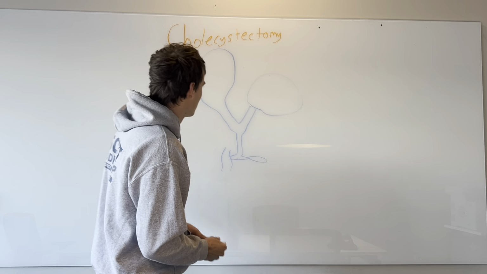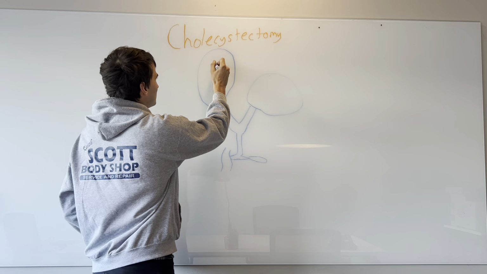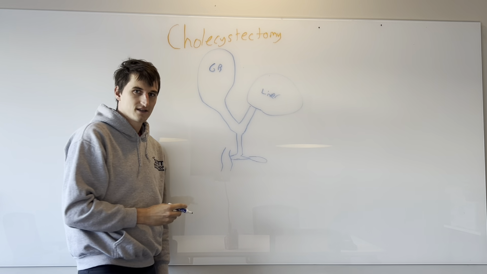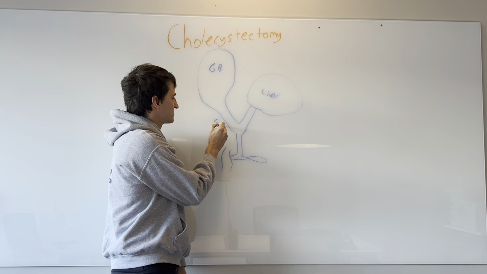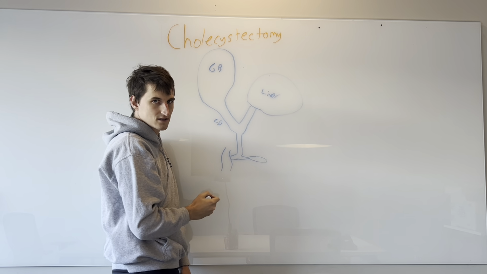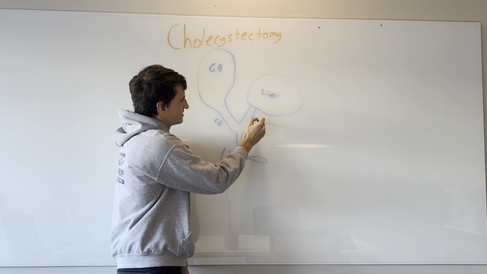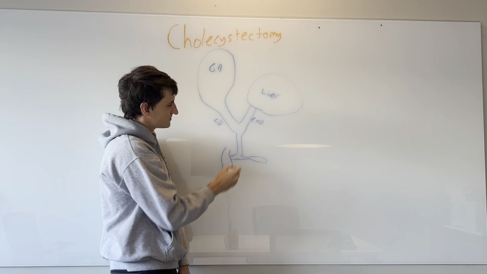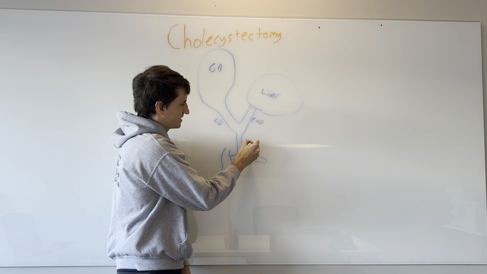So, here's our gallbladder. Here's our liver. What's the name of this duct? That's the cystic duct. What's the name of this duct? That's the common hepatic duct. What's the name of this duct? That's the common bile duct, okay?